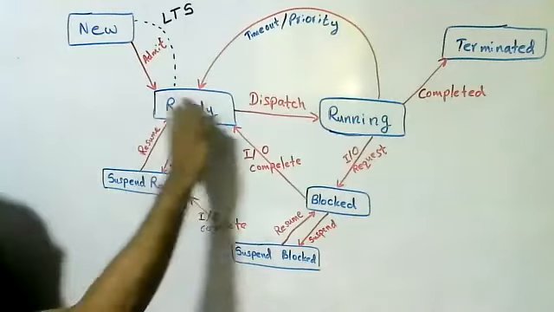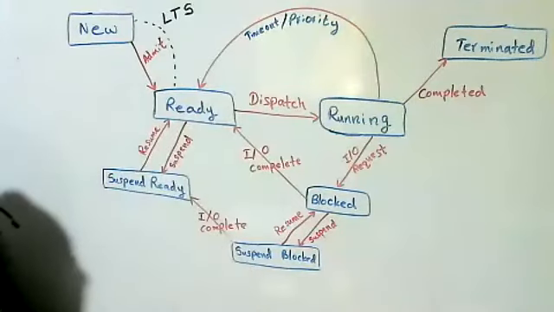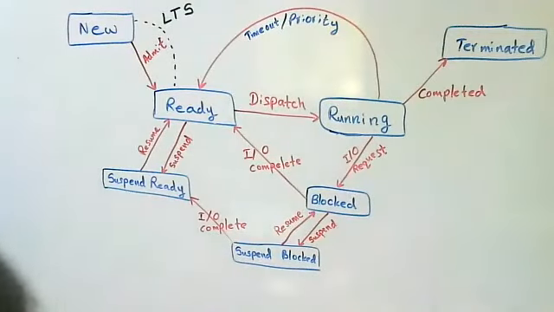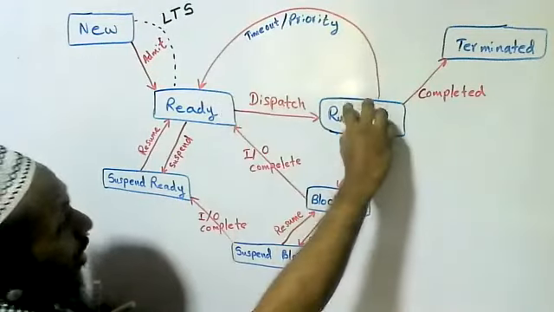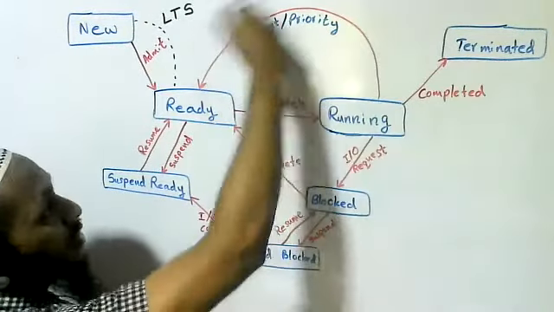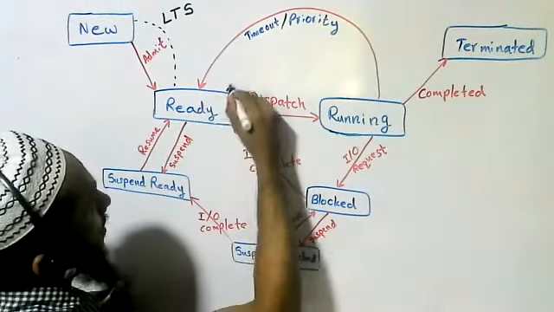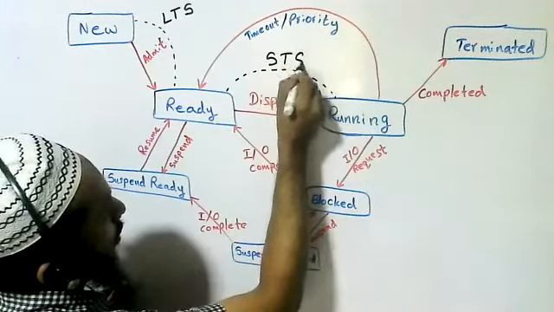If it comes to the ready state, there may be several processes at the same time, but the CPU can run only one process at a time. Only one process can exist in the running state at a time. Here many processes are waiting, and only one process is allowed to access the CPU at a time. So it is scheduled by the short-term scheduler.